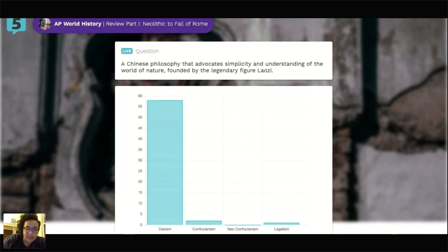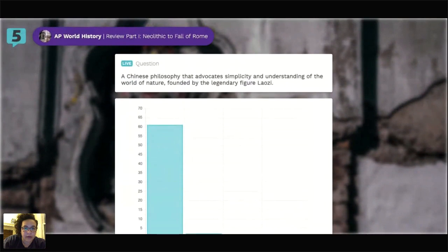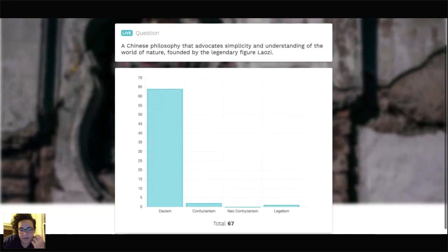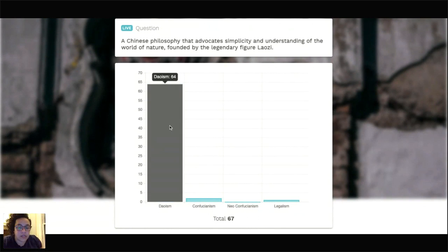All right, so look, the reason why you should know this is because of the word nature, right? If you see nature and it's asking about a Chinese philosophy, it is Daoism. So keep that in mind. The reason why that's correct is because it's asking which one is founded by Lao Tzu, which one is about understanding nature. So the answer is Daoism.